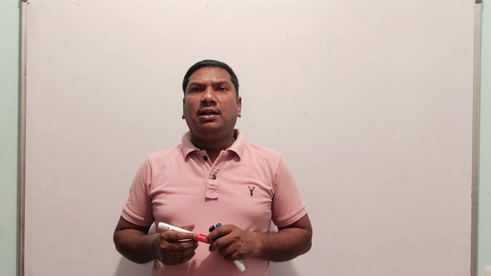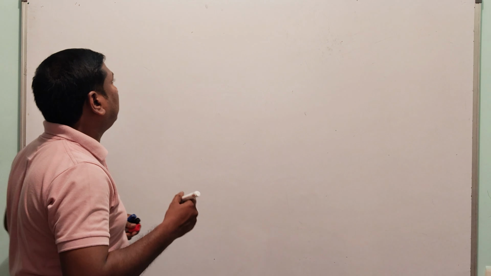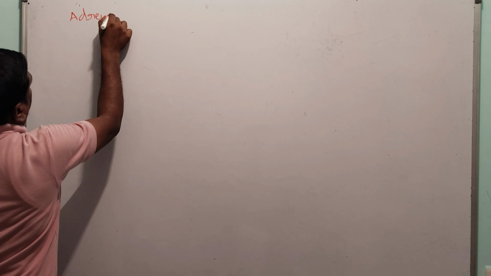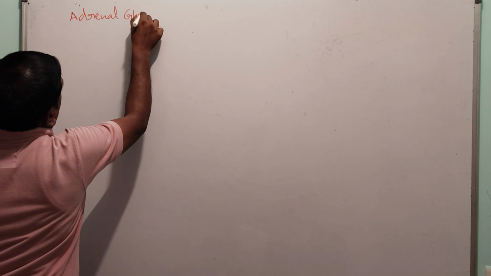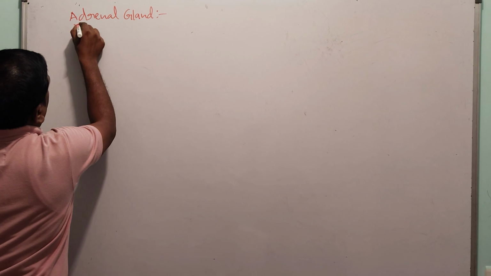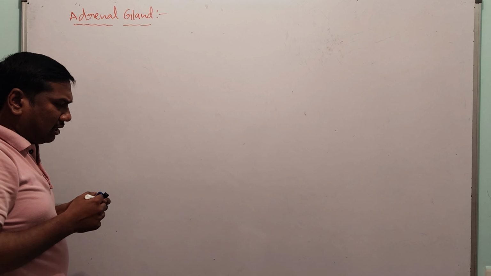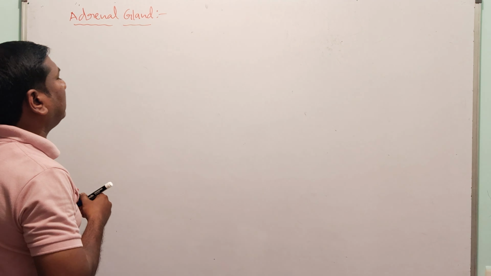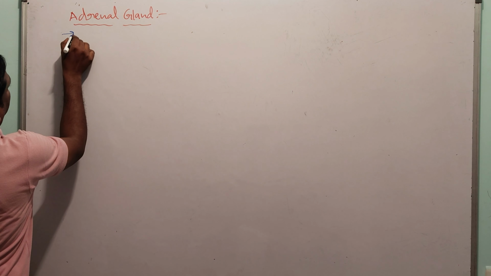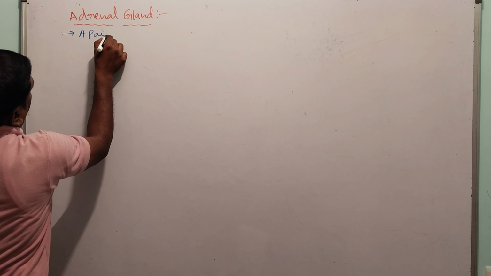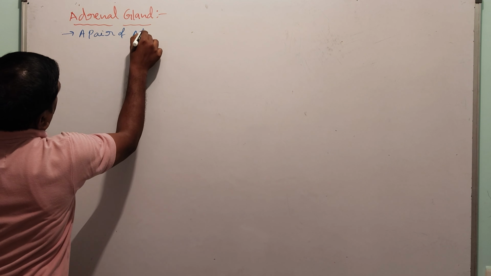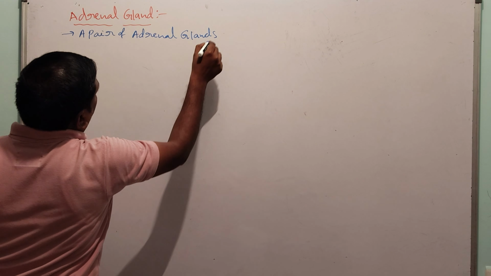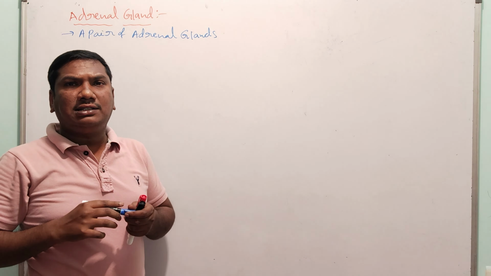The topic is adrenal gland. The next gland is the adrenal gland. In human beings, a pair of adrenal glands are present.